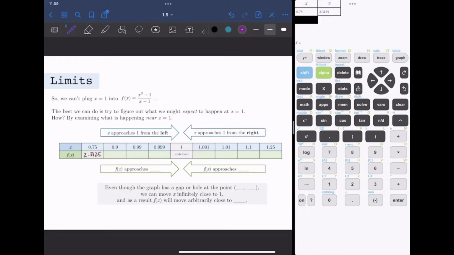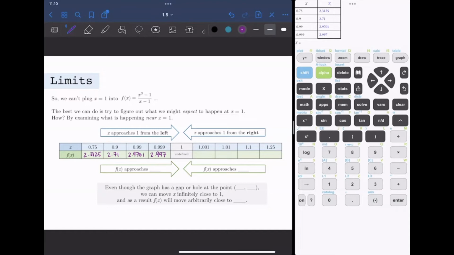And then we'll keep on going. We'll plug in 0.9. I type in 0.9, hit enter, we get 2.71. Okay, we'll plug in 0.99. We're getting closer to 1, but from the left with numbers that are smaller than 1. When we plug in 0.99, we get 2.9701. And then lastly, we'll get even closer to 1. We'll plug in 0.999, which is pretty close. We get 2.997. And these might go out a little further on a more powerful calculator than this cheap one here. Yours might have more decimal points, but you can kind of round to 3 or 4.